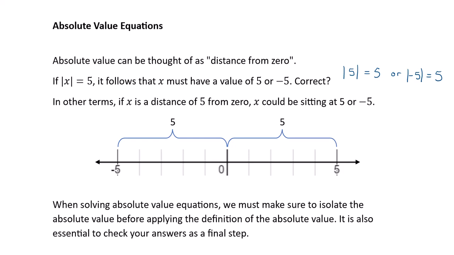In other terms, thinking of this as a distance, if x is a distance of 5 from 0, x could be sitting at 5 or at negative 5 on our number line. When solving absolute value equations, like many of the other things we've been doing, we must make sure to isolate the absolute value before applying the definition of the absolute value. It's also essential to check your answers as a final step.